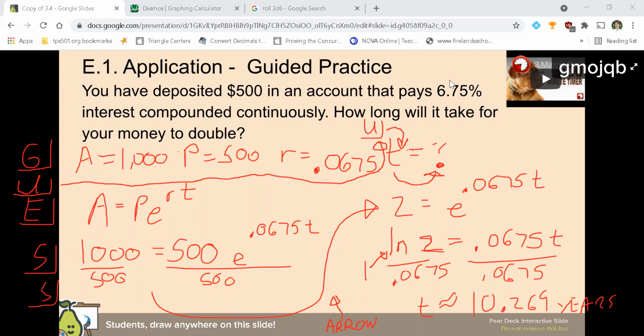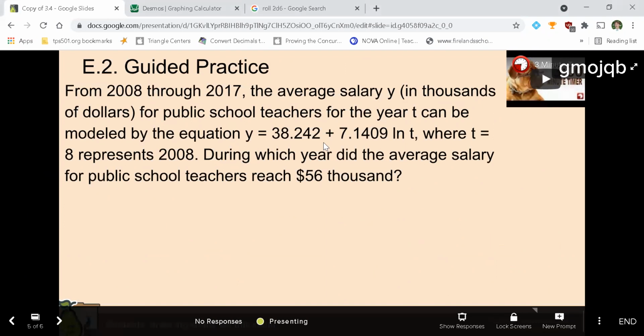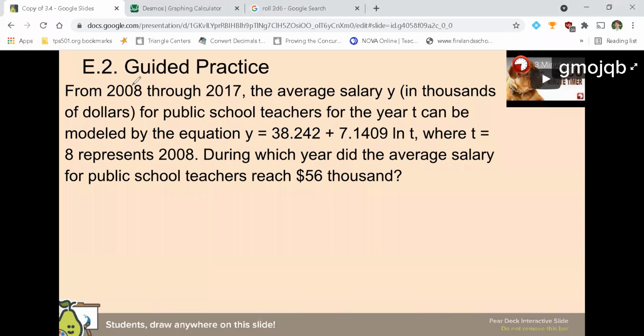Questions about any of these? All right, then let's do another real life question. Some of you have probably asked me about this before, pointing me to a study that found from 2008 to 2017, the average salary Y for public school teachers was given by this equation, where t equals 8 represents 2008. During which year did the average salary for public school teachers reach $56,000?